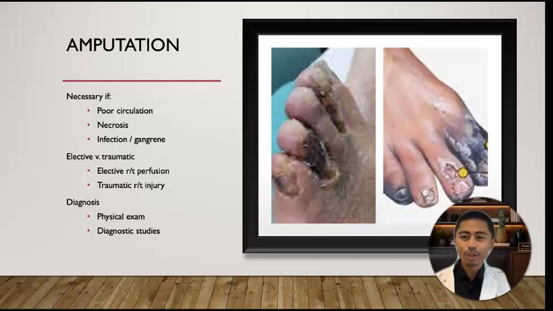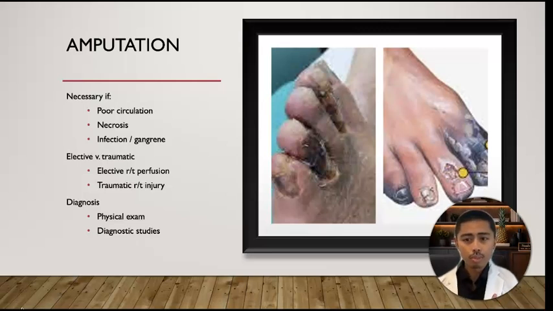Hey everyone, so I wanted to finish off the last part of Unit 7, which is our musculoskeletal disorders, or more specifically, amputation. So, some of the indications for amputation include poor circulation, necrosis, infection, or gangrene. One of our high-risk groups is diabetes patients because of their peripheral neuropathy or diabetic retinopathy, and that can lead to an infection because they can step on something and not even know that they stepped on it.